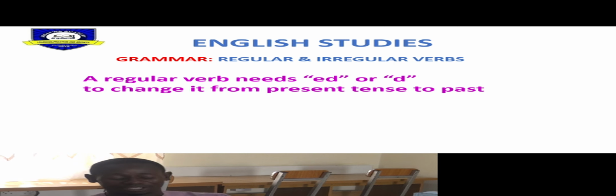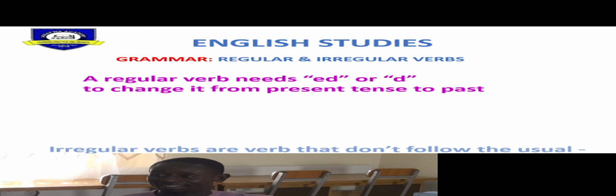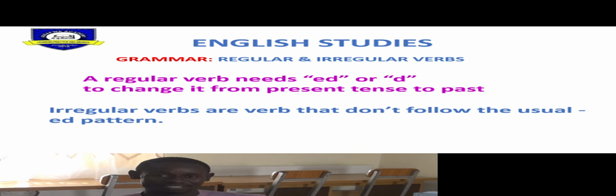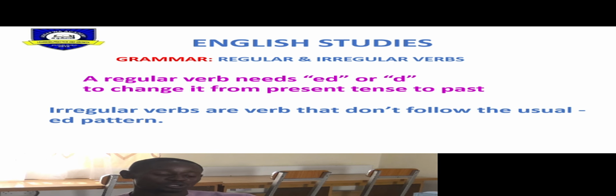The irregular verbs, on the other hand, are verbs that don't follow the usual pattern, the usual pattern of adding ed or d to the base form of that verb in order to change it from the present tense to the past tense. Now, let's look at these verbs.